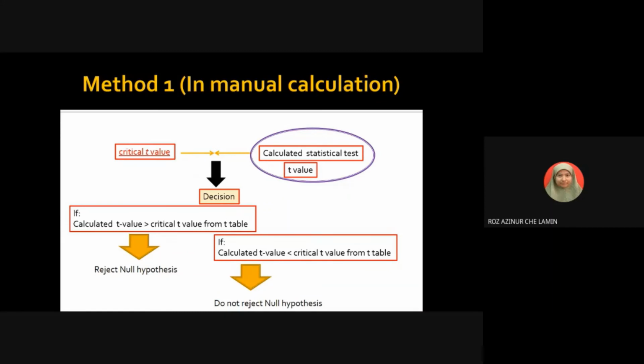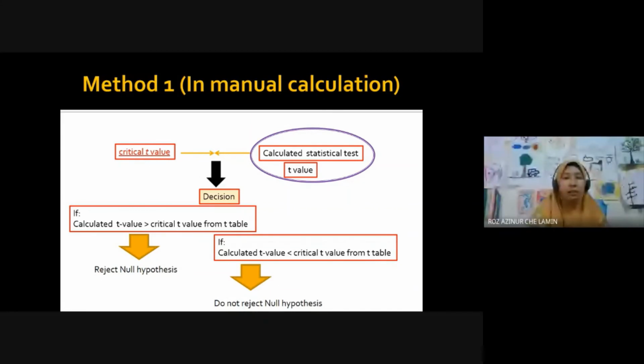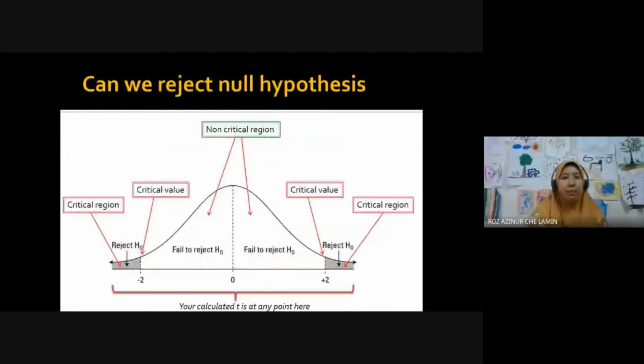Here, the calculated t-value is lower than the critical t-value. That means do not reject the null hypothesis. It means that they have the same value of the means. And here, let's say your calculated value is higher than the critical value, you have to reject the null hypothesis.